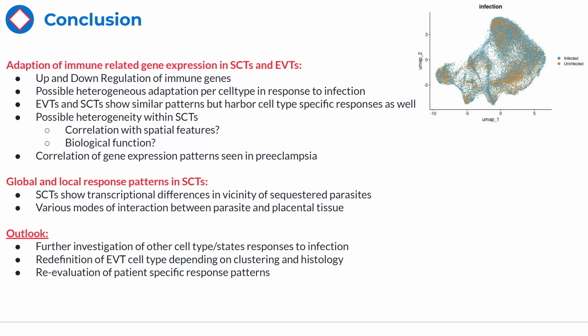The local responses are really, really hard to analyze at the moment. There are 2 reasons for that: the amount of data that we have, and second of all, we are not 100% sure where the border distance should be. So how far should we go outside of a sequestered parasite to see if there is an effect?